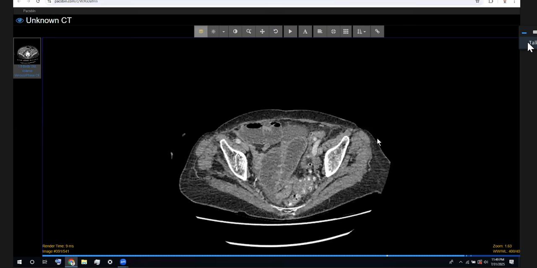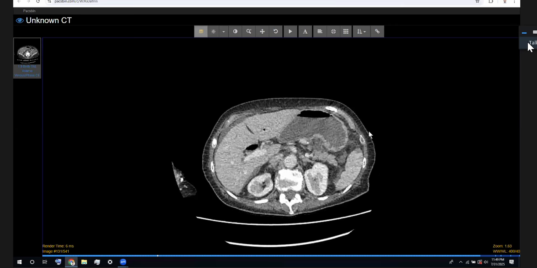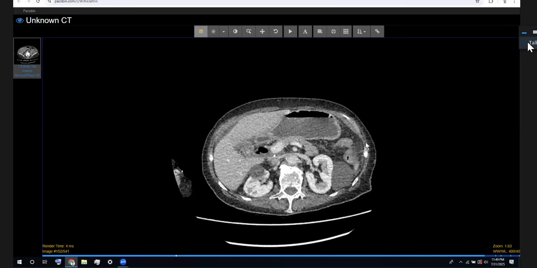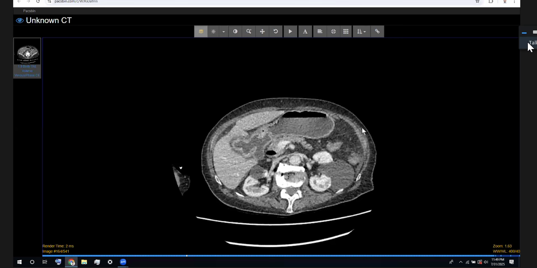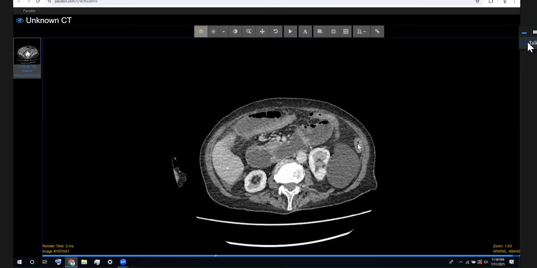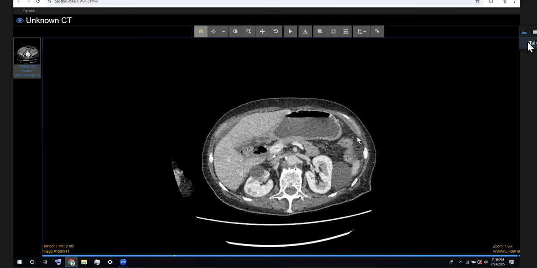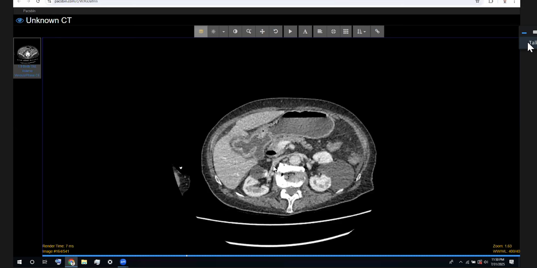bowel loops. And with pneumobilia, I'm trying to see the gallbladder, which appears minimally distended, and there is pericholecystic fluid. The wall is enhancing. I can see there is an open communication between the gallbladder and the duodenum, and I can see the multiple dilated loops.